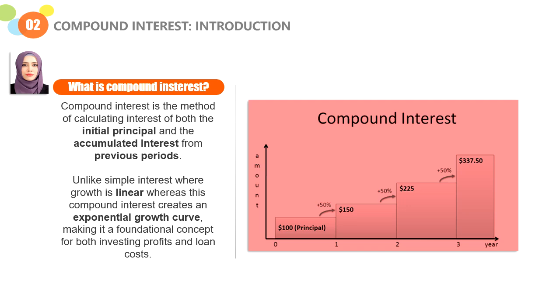Compound interest. The introduction. What is compound interest? Compound interest is the method of calculating interest on both the initial principal and the accumulated interest from previous periods. Unlike simple interest, where growth is linear, compound interest creates an exponential growth curve, making it a foundational concept for both investing profits and loan costs.